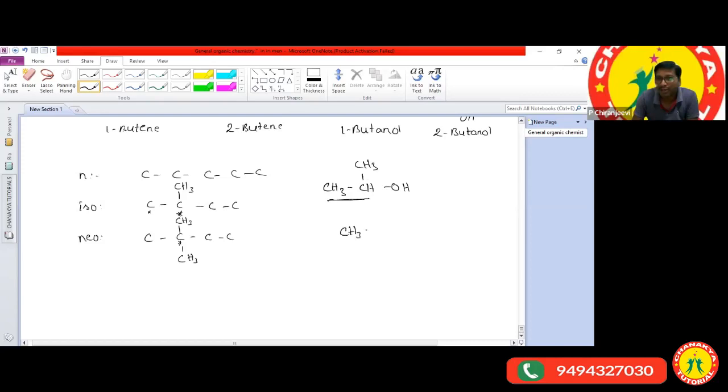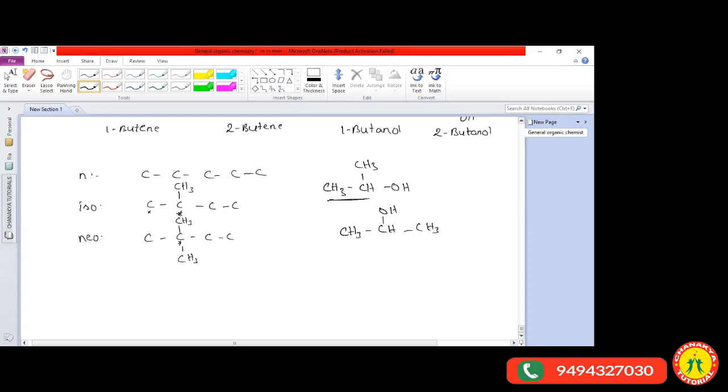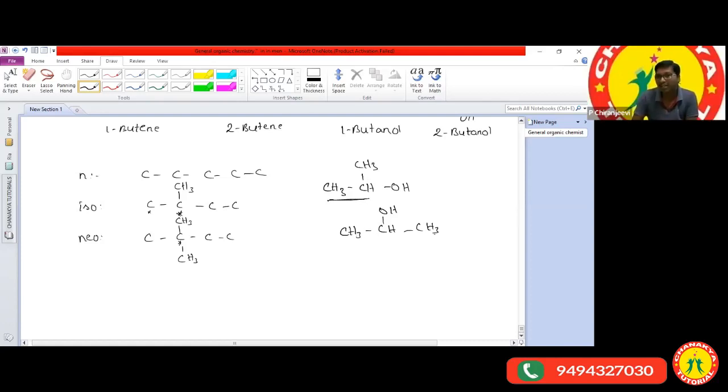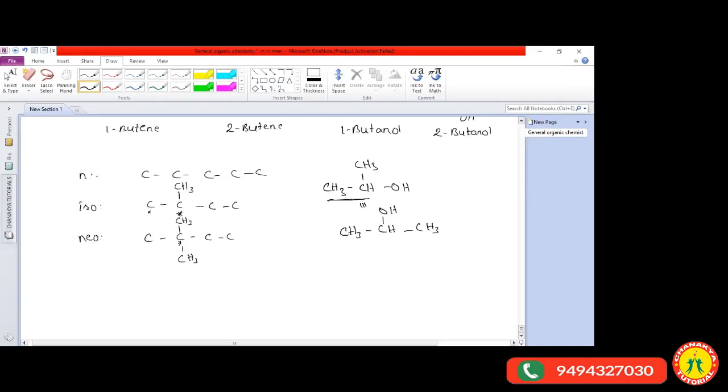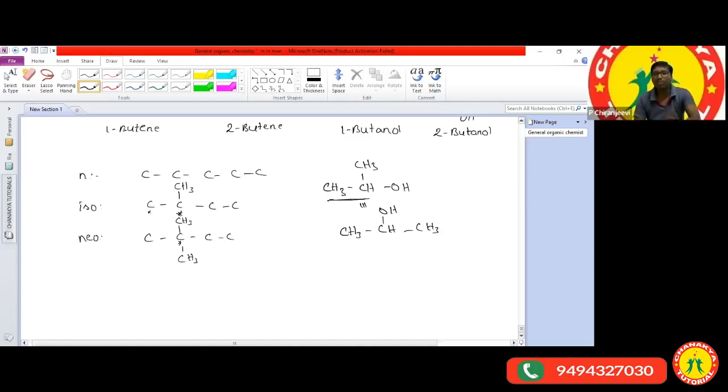Somebody might write it like this also: CH3 bond, CH bond, OH bond, CH3. So that's what I'm asking. If you see in total, how many carbon atoms are there? Three are there, right? So are these both the same or different? Same. The hydroxy position is not going to change, no? That's why this also we can call isopropyl alcohol. Then this also we can call a secondary alcohol, secondary propyl alcohol.